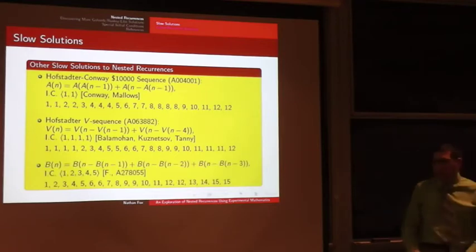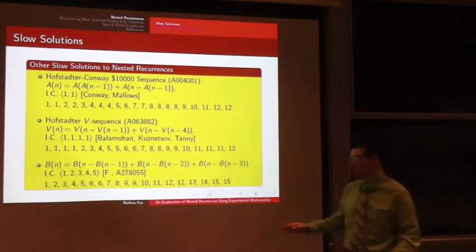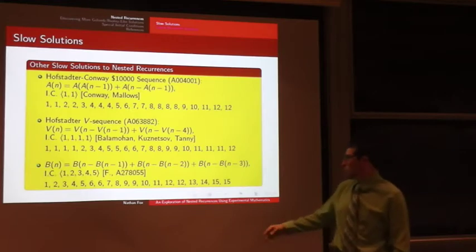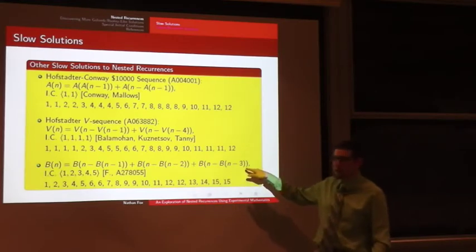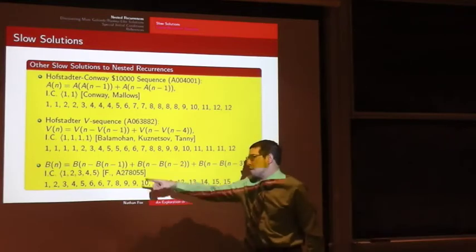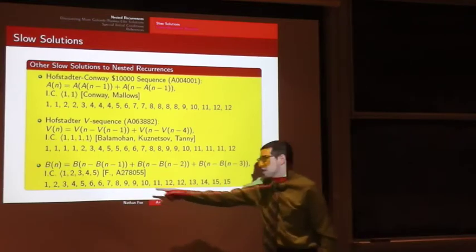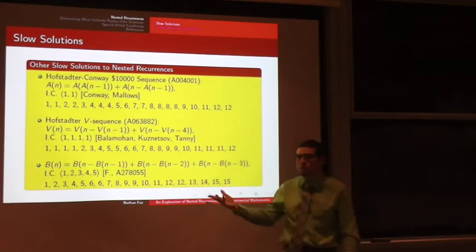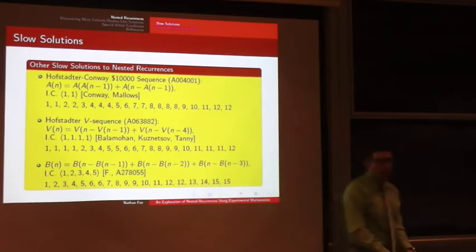And then here's a result of mine. And this is the last I'm going to say about slow sequences. If you take this third term that just generalizes the Q recurrence in a natural way, and you use 1, 2, 3, 4, 5 as the initial condition, you get this sequence, and every number appears at most twice in this sequence.